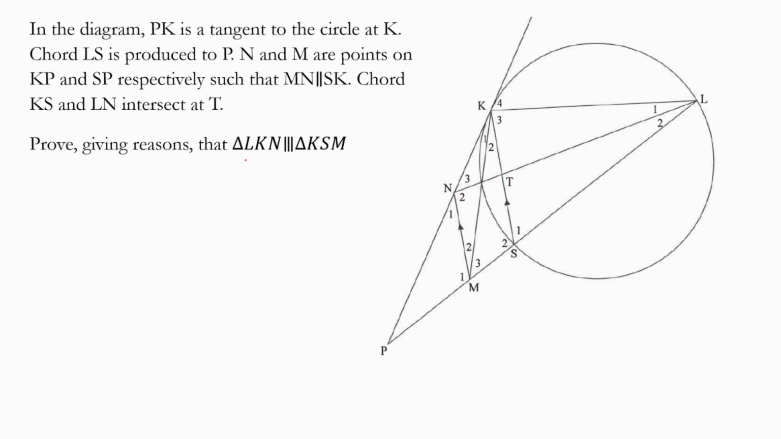Prove, giving reasons, that triangle LKN is similar to triangle KSM. So we want to prove that triangle LKN is similar to triangle KSM. How can we prove that the two triangles are similar? Either the corresponding angles are equal or the corresponding sides are in proportion. Here we have to use the angles because we are not given any sides, isn't it?